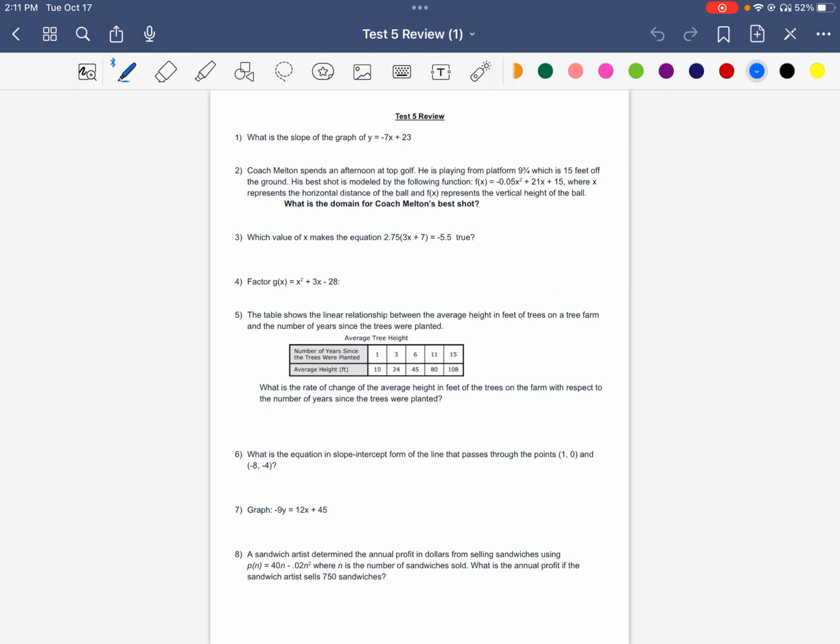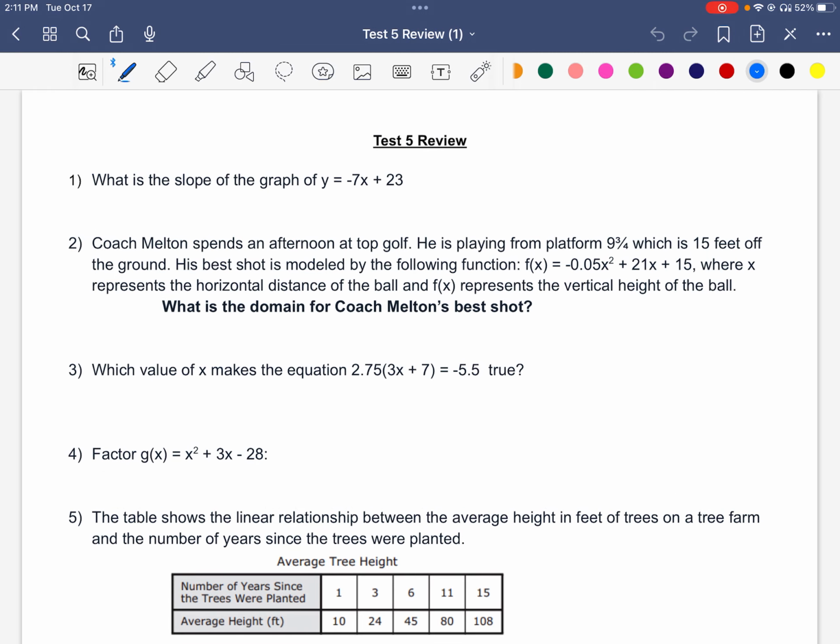Number 1, what is the slope of the graph y equals negative 7x plus 23? Should be a very easy question. Your slope is when it's in slope-intercept form, so as long as it's solved for y, your slope is the coefficient of x, so negative 7, or negative 7 over 1 if you wrote it as a fraction.